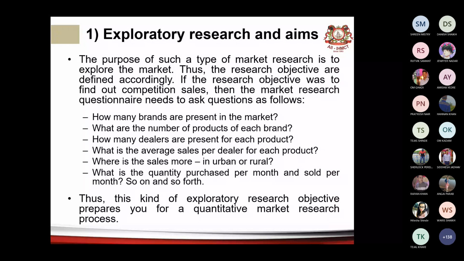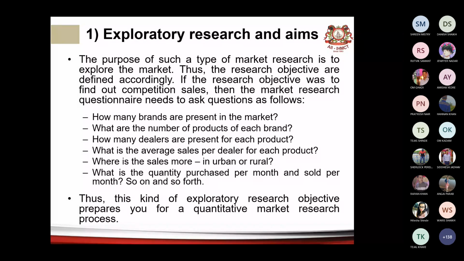So to make exploratory objectives make more sense, we have questions put up over here. How many brands are present in the market would be an exploratory research question. What is the number of products of each brand? How many dealers are present for each product? What is the average sales per dealer for each product? These questions are asked only to find out the competition sales in the market. All these questions have to be asked. So this is a questionnaire for finding out competition sales of the market. This is known as a market study, a market segment or target market study: which market should I target.